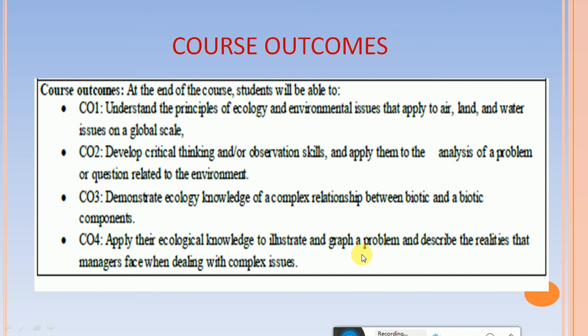Then we should apply the knowledge which we obtain, and illustrate and graph a problem, describing the realities that managers face while dealing with complex issues. That means once we try to understand some of the relationships like this, we can propose solutions which are quite complex, with respect to the environment.